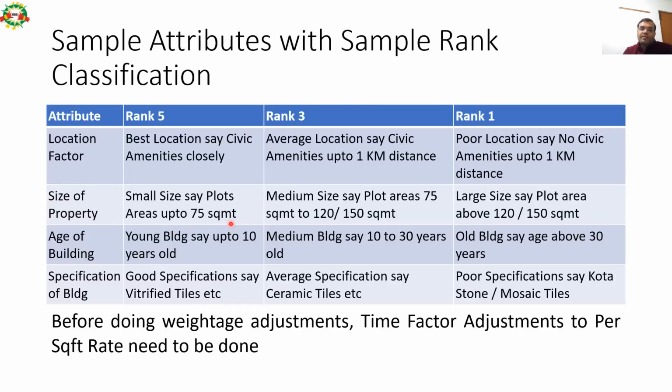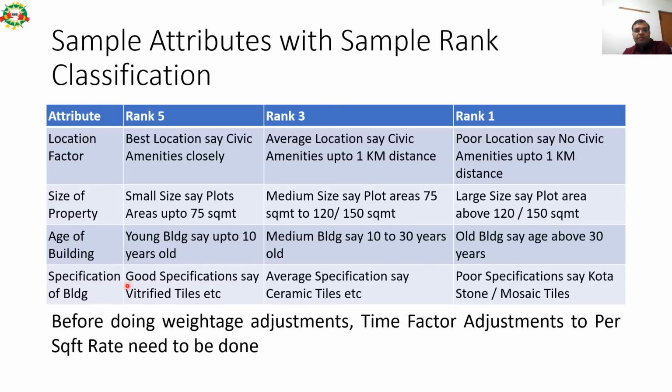Areas up to 75 square meters, say we can make a cutoff of 60 or 75 square meters. Then a mid size plot, say from 75 square meters up to 120 or 150 square meters. Then large size plots may be ranked as rank 1. So ranking 5 is best, and just to reiterate, ranking 1 is poor. Large size plots have poor marketability as compared to small size. So plot area, size of the property or built up area of flats having more than 120 or 150 square meters may be ranked as 1.